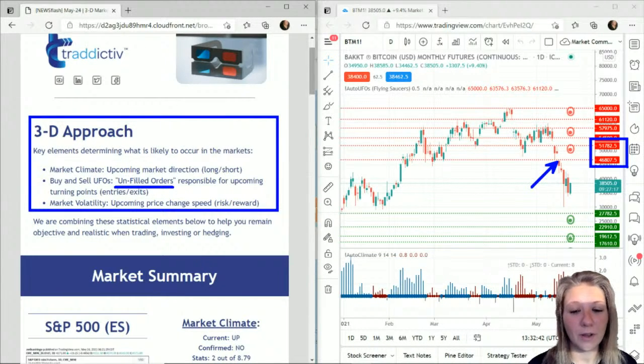So that's what we're looking to do all the time, is buy and sell with these big stacks of buy and sell orders. So we use an app that tells us where those stacks of buy and sell orders are.